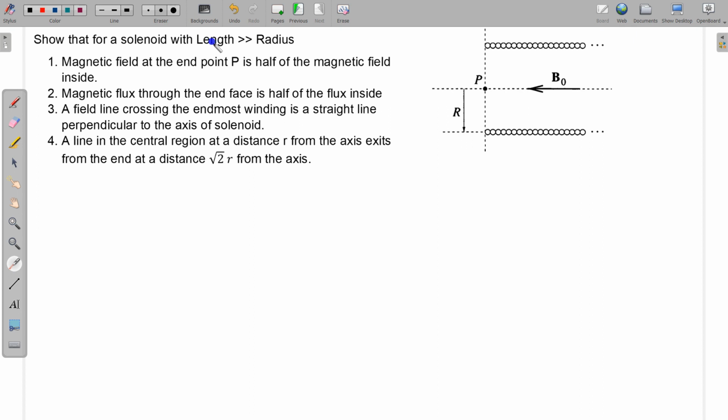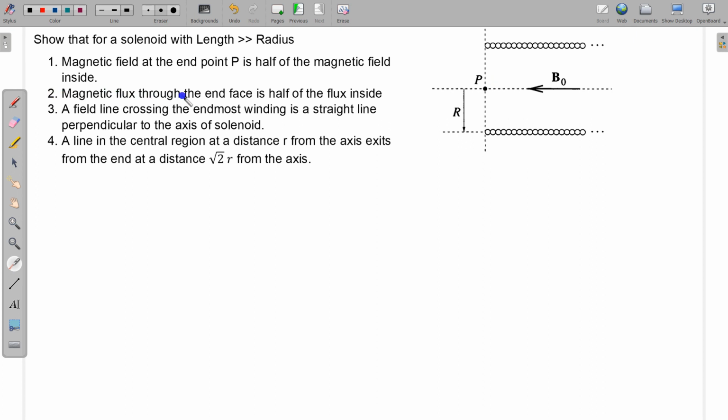So for this kind of a solenoid in which the length is much greater than the radius, the solenoid is like an infinite solenoid. And in an infinite solenoid, the magnetic field in the central region is uniform. So in the central region the magnetic field is uniform, and as we go towards the end, around the end the magnetic field will be non-uniform. So the uniform magnetic field of the solenoid is in the central region.